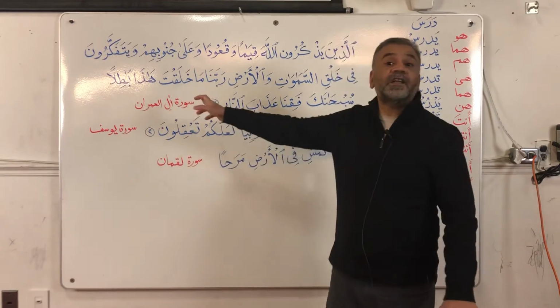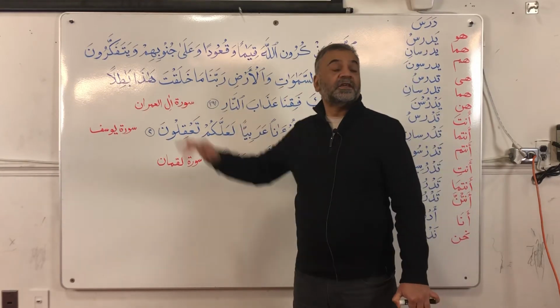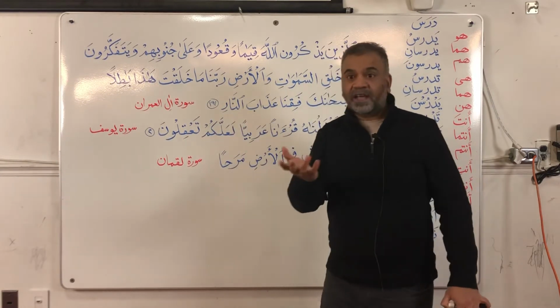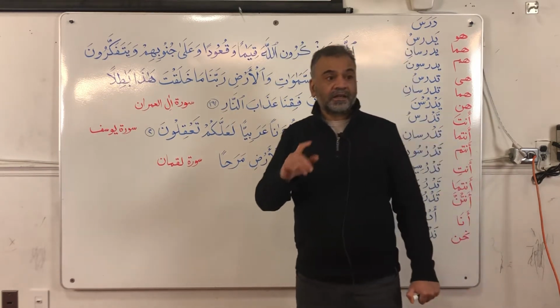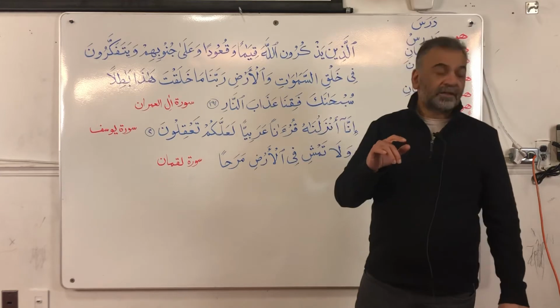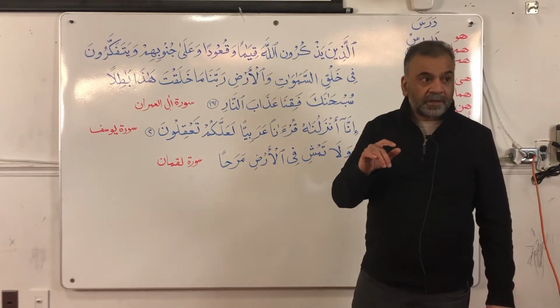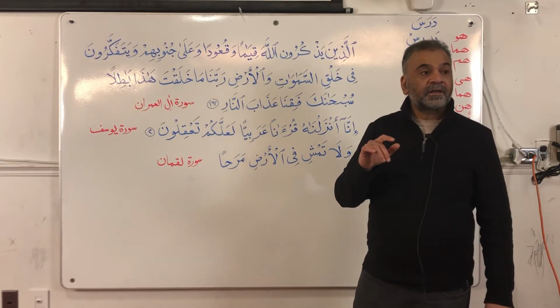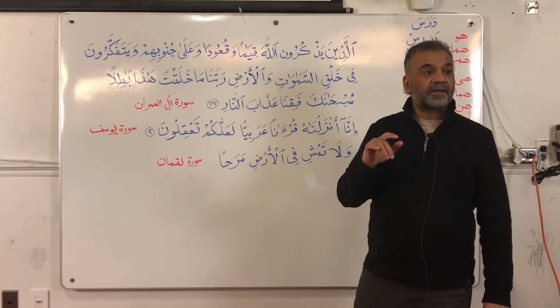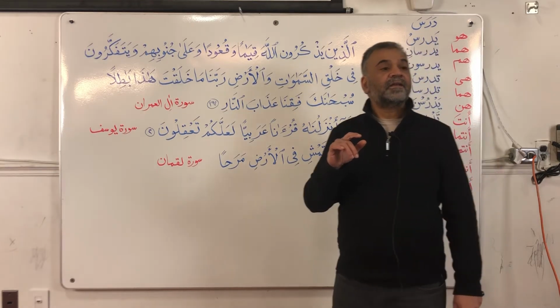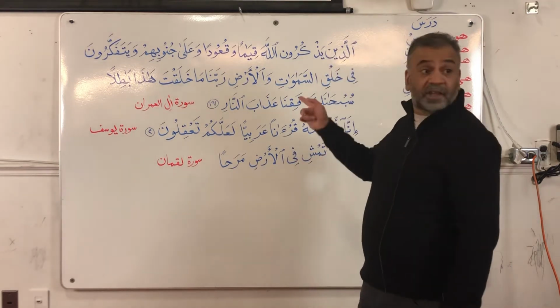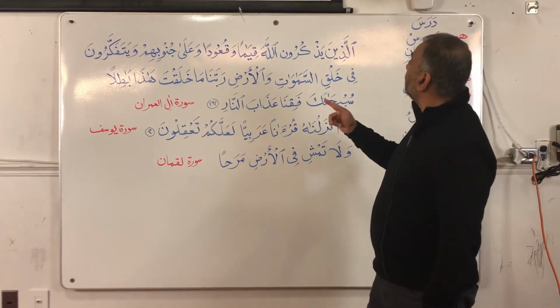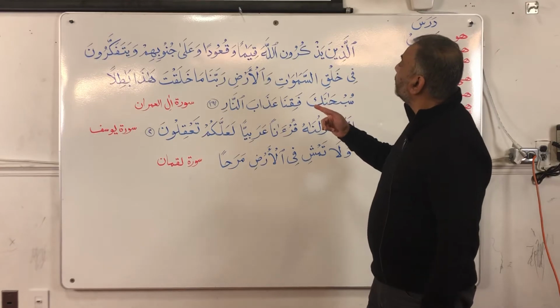Where is the fa'il in khalaqta? Ta. Ta is the fa'il, right? Same ayah. When Allah is mentioned in third person, and then all of a sudden Rabbu is converted into second person. Within the same ayah. In this ayah, Allah is mentioned as third person, but then Rabbana is mentioned as second person.